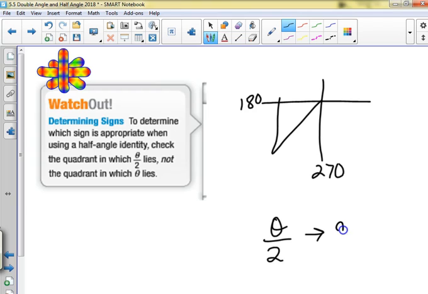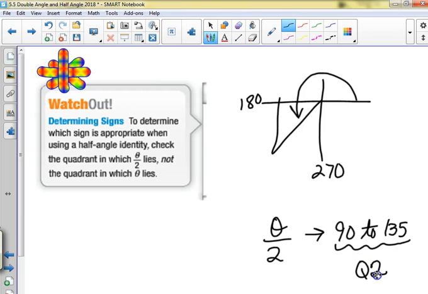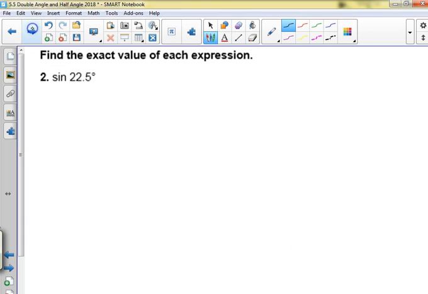Half of 180 would be 90. Half of 270 would be 135. So if theta landed me somewhere between 180 and 270, half of theta would land me somewhere between here and here, which is which quadrant? Quadrant 2. If I'm in quadrant 2, do you know what the signs need to be for cosine, sine, and tangent? That's how you're going to determine that. We'll practice. Hate these with a passion.